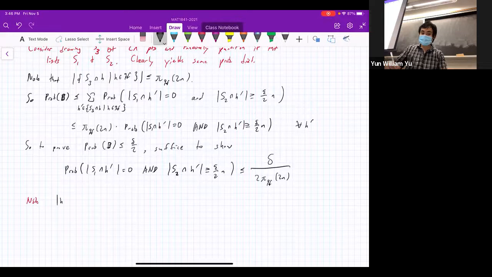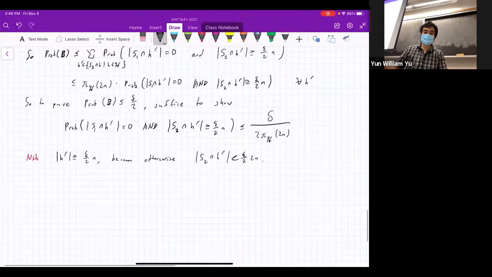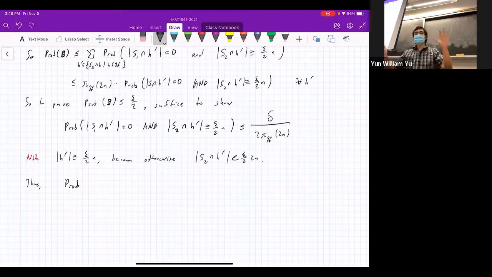Note that, of course, the size of H prime is greater than or equal to epsilon over 2n, because otherwise S2 intersect H prime would be less than epsilon over 2n, which is not true. So we know that the size of H prime is at least epsilon over 2n. And here we're going to do our random partitioning. So we haven't partitioned stuff yet, but now we're going to randomly partition.